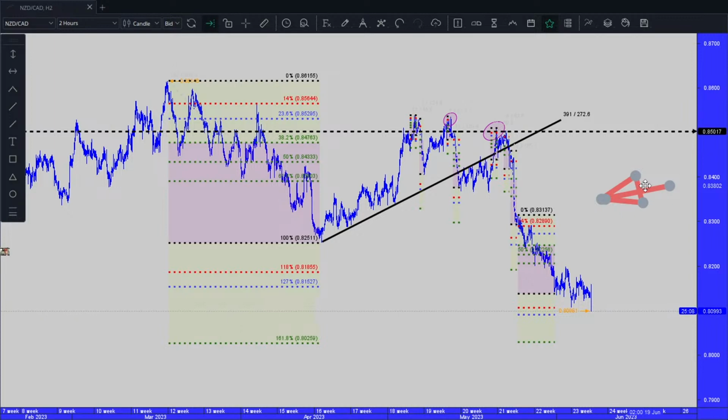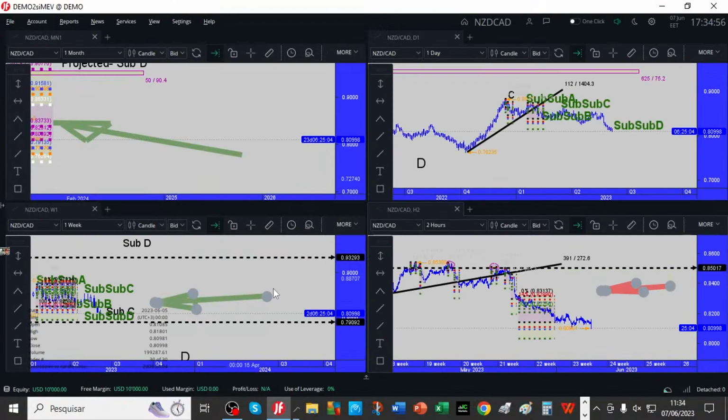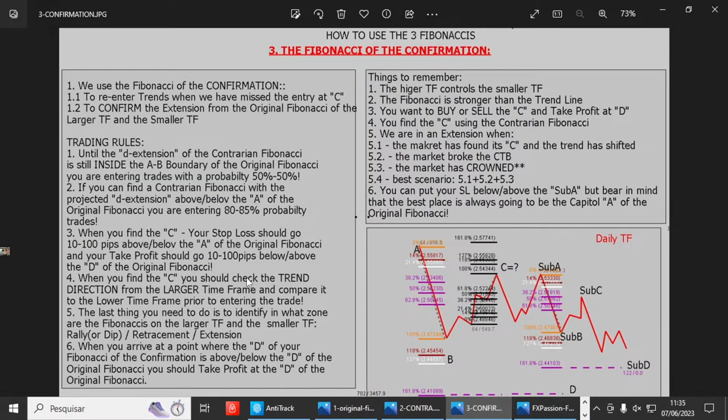Yes, still falling down. And moving forward, the Fibonacci, the confirmation. We are using the Fibonacci, the confirmation to re-enter trends when we have missed the entry at the C, and to confirm the extension from the original Fibonacci of the larger time frame and the smaller time frame. Here is the picture.